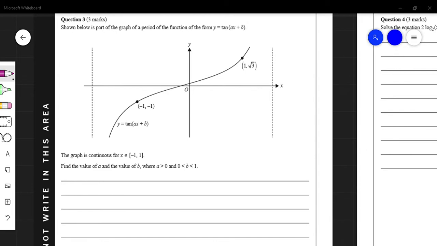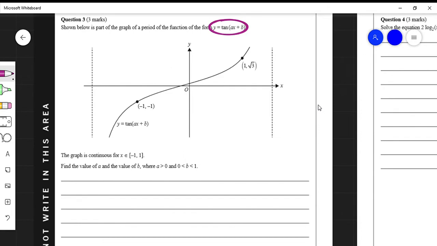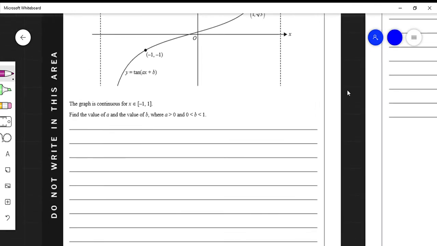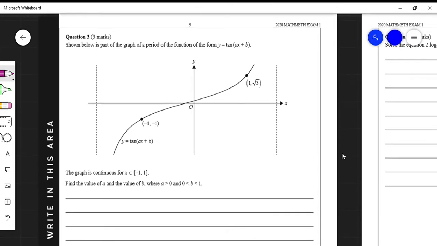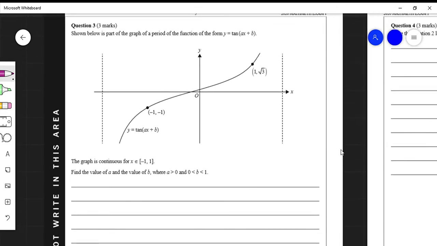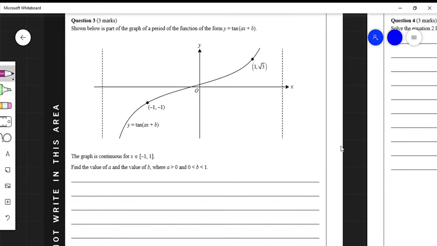Okay, so moving on to question 3 here. So we've got a part of this graph with two unknowns, y equals tan ax plus b. We've got 2 points on the graph, and we know it's continuous over the given domain. So we're trying to find the value of a and the value of b. So this should be pretty simple. All we're doing is solving for the function itself. So we're going to start off, so we've got our 2 points here, our -1, -1, and our 1, root 3.